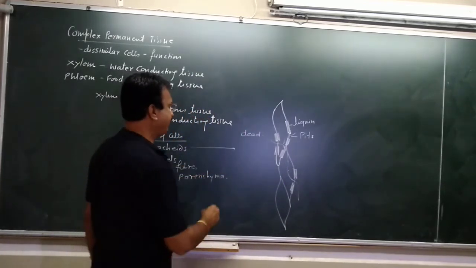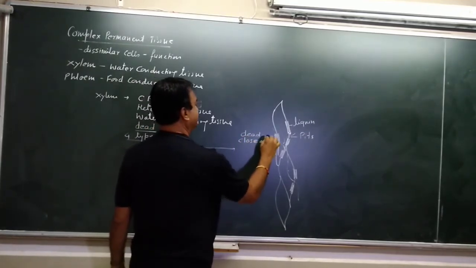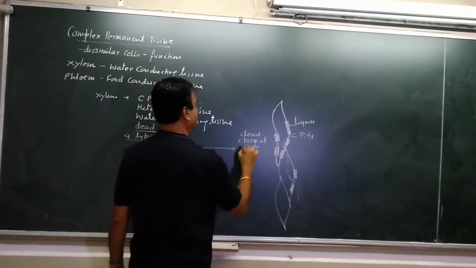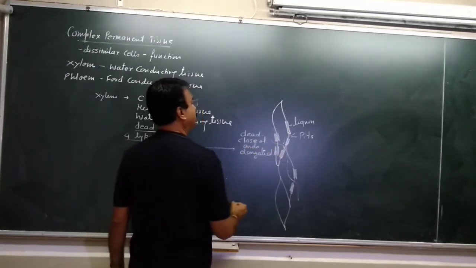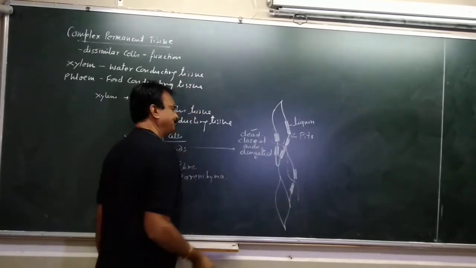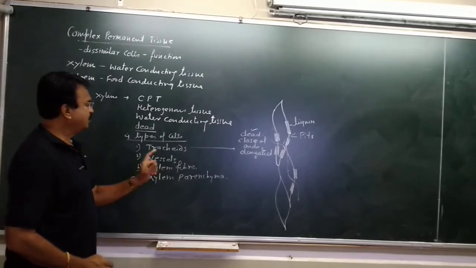So tracheids are dead cells, closed at ends, elongated, and naturally the function is water conduction. The second component of xylem is vessels.